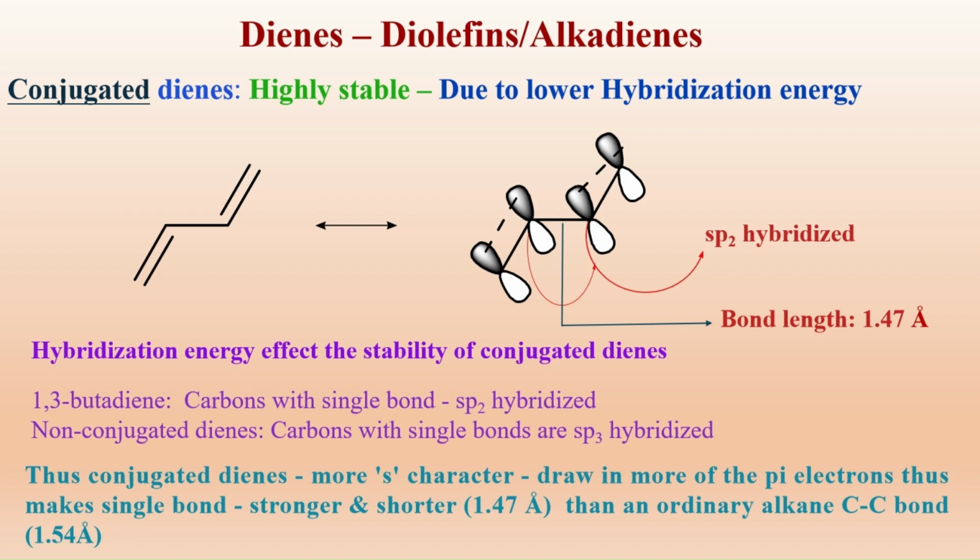One is due to low hybridization energy, which is attributed to the sp2 hybridized carbons present in the diene. Another is conjugation of these two double bonds by resonance stabilization. These are the two factors which increase the stability of conjugated dienes. Because of this increased stability, they have more varieties of reactions. What are these reactions? What are their products?